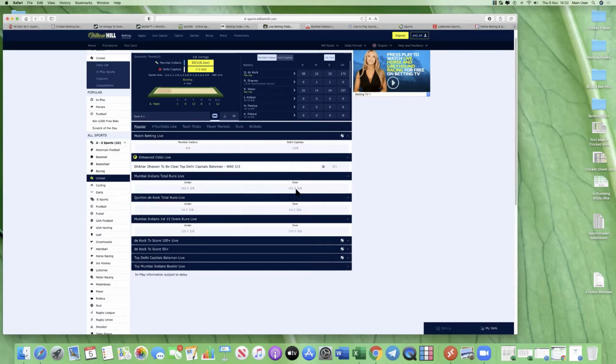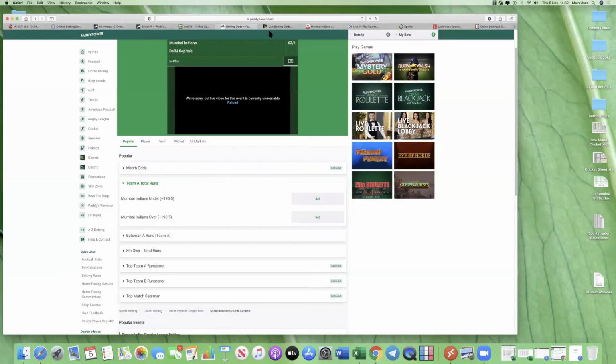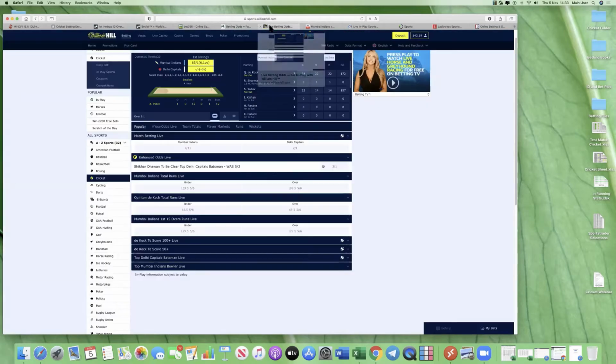Right. So you're saying that's too low now, then? Yeah, because if you look there on Paddy Power, the 190. Right. So why could you not play? It's suspended. Yeah, it's suspended. So it's gone to 189.